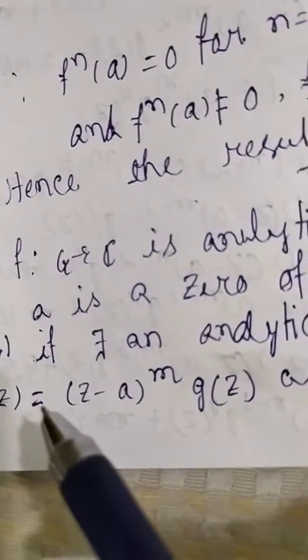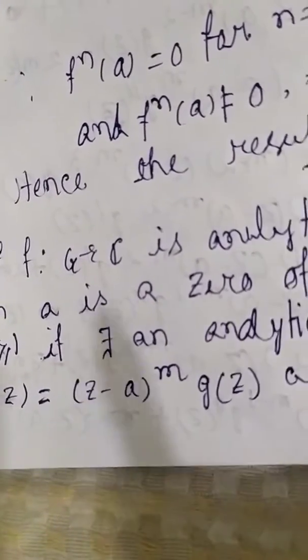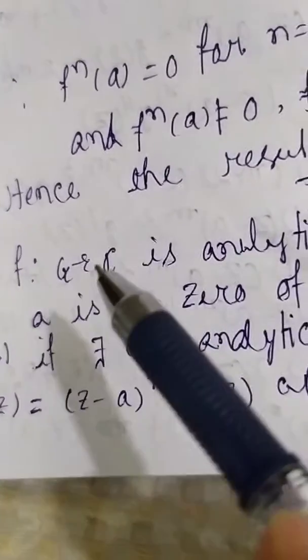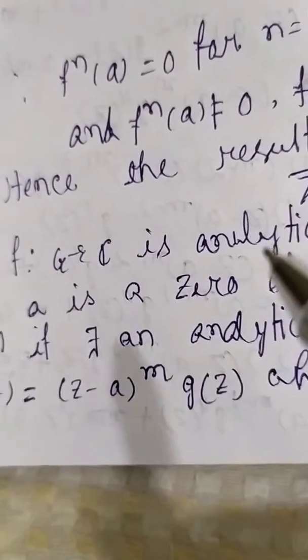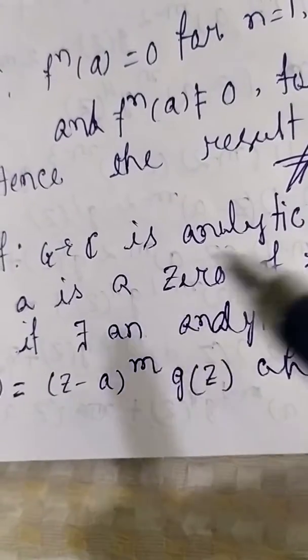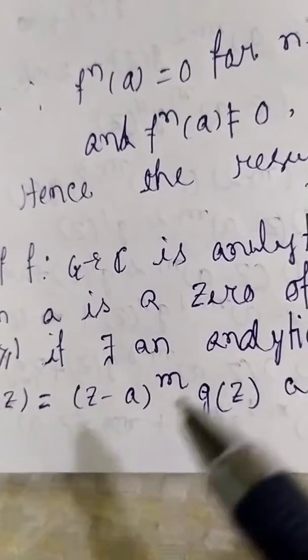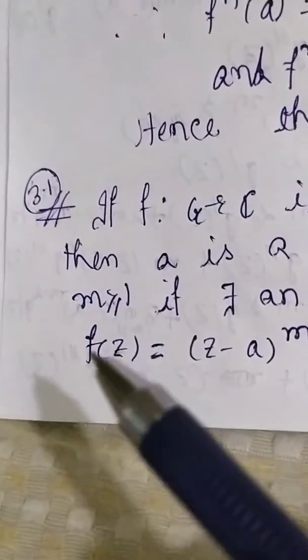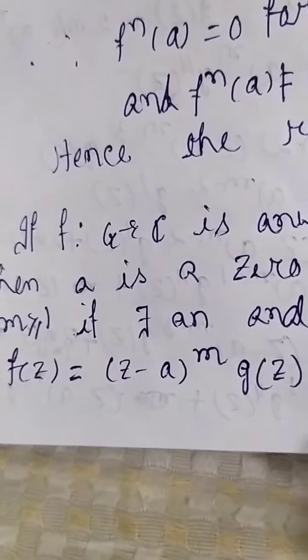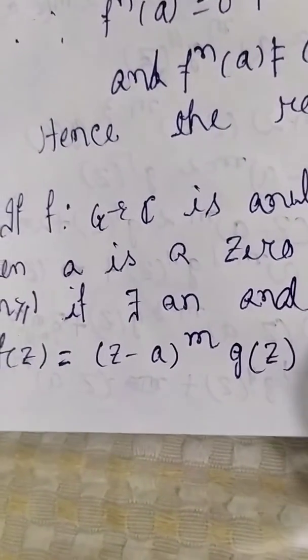So this type of concept, zero of multiplicity m, exists in terms of polynomials. The same definition applies here, but the function is an analytic function. Then we say that a is a zero of multiplicity m if we can have another analytic function g such that f of z can be written as (z minus a) to the power m times g of z, whereas g of a is not equal to 0. So this is the definition of zero of multiplicity m.